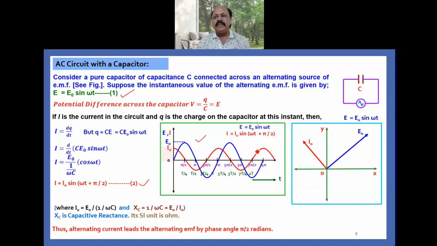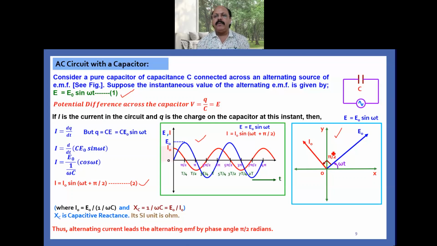Now the phasor diagram, you can see that here the current leads the alternating EMF by the phase angle pi by 2. So that's the phasor diagram of alternating EMF and alternating current. The blue line represents the phasor of alternating EMF. The red line represents the phasor of alternating current. Since current leads, its value is up from the x-axis.